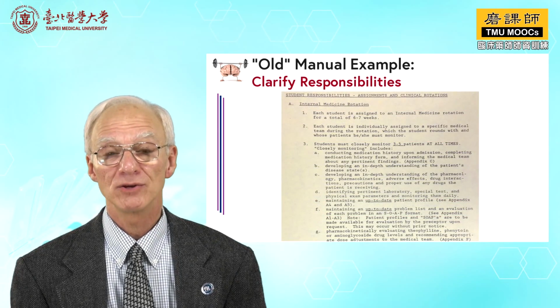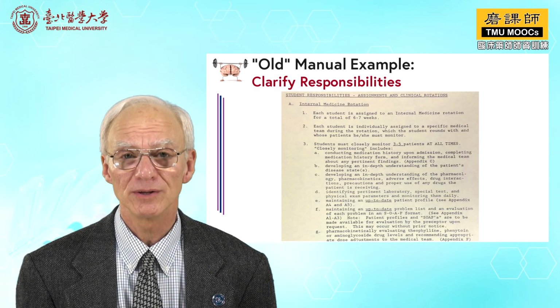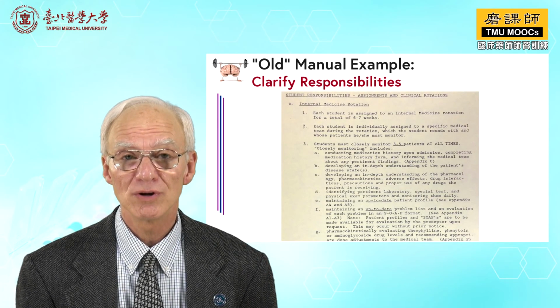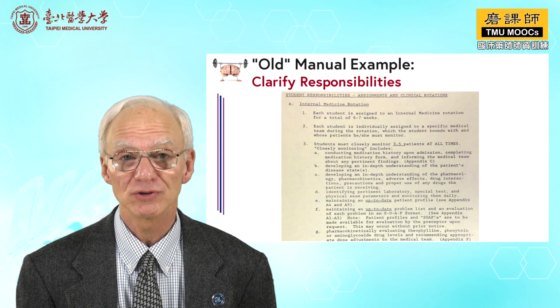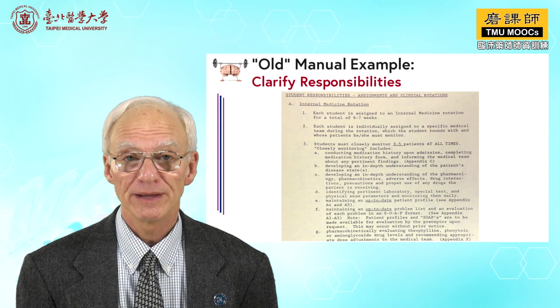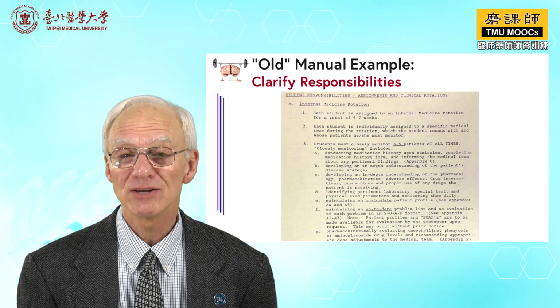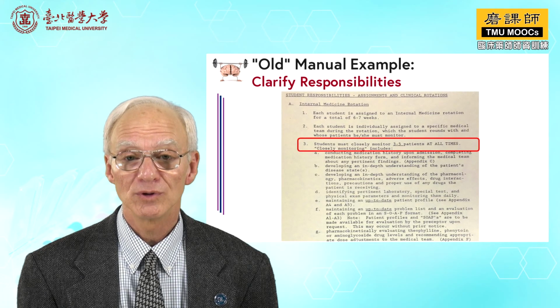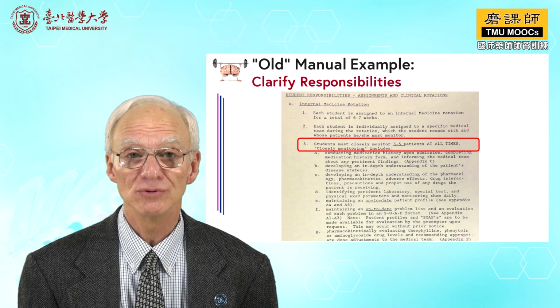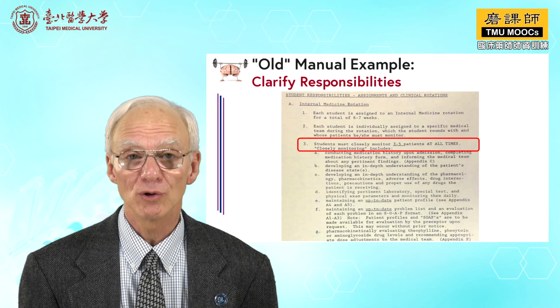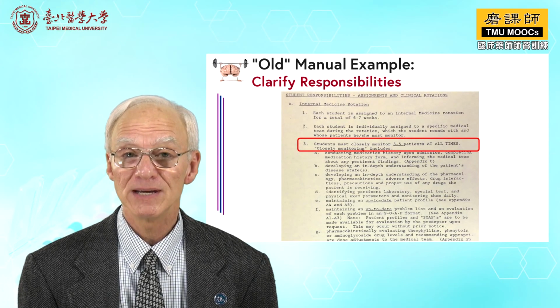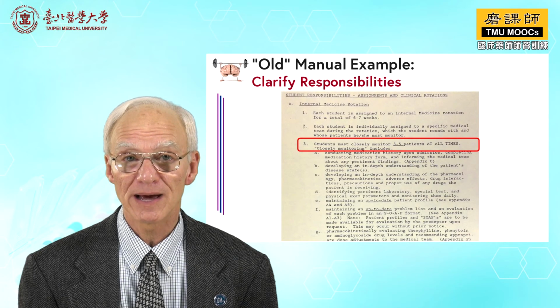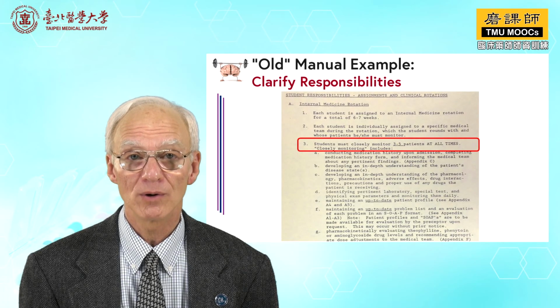The next section of the manual involves clarifying responsibilities for the student. If the student understands that one of the learning outcomes is for them to be able to monitor patients during the rotation, they also need to understand what the expectations are in terms of how they go about monitoring a patient. What you can see here is that we've indicated to the students that they will be expected to closely monitor 3 to 5 patients at all times. That means if one of their patients is discharged from the hospital, they would have 24 hours to pick up a new patient.